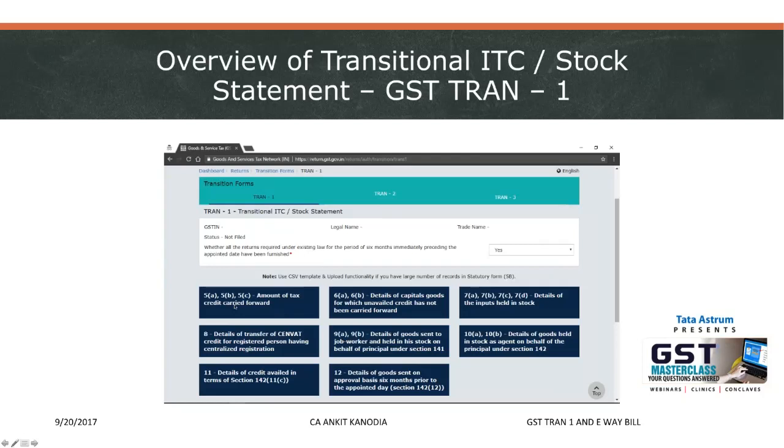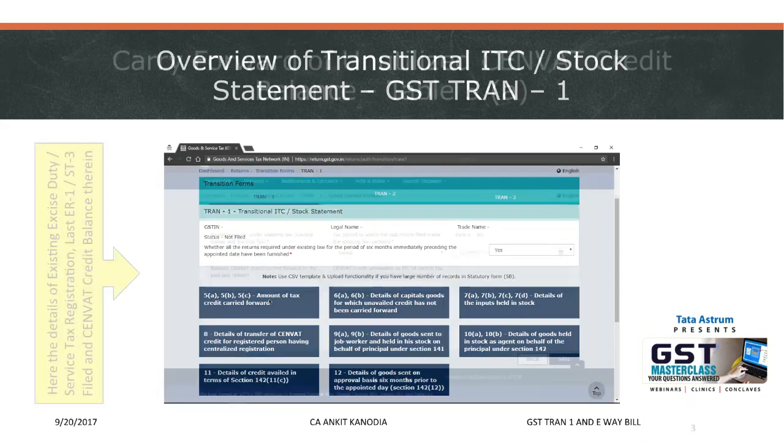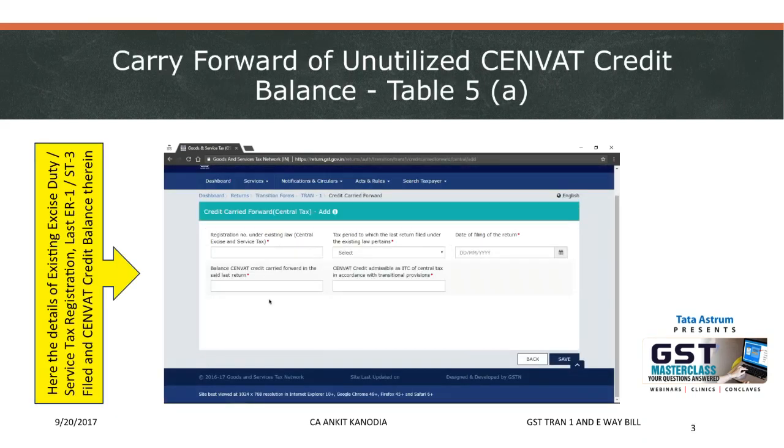5A, 5B, 5C is nothing but details in regard to the ITC, the CENVAT credit of excise, service tax and VAT, which one is carrying forward in the return which has been filed for the period ending June 2017, and there is an excess ITC available at the end of the SSC. In such a case, SSC would be allowed to carry forward this under section 140 subsection 1, and therefore in 5A, 5B, 5C, the details required are the central tax registration number of excise and service tax, and the tax period for which the return was last filed.